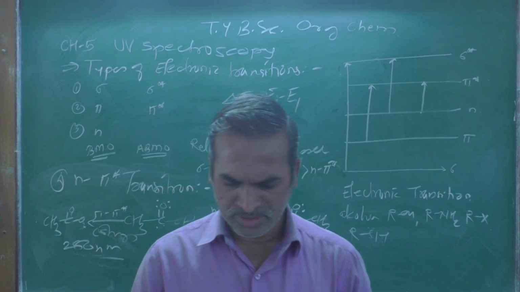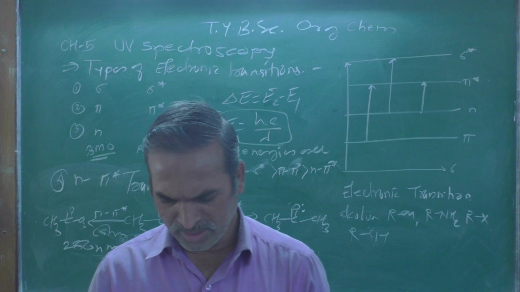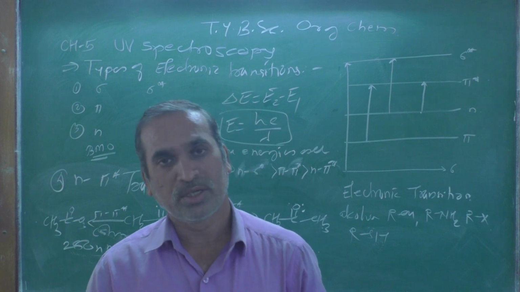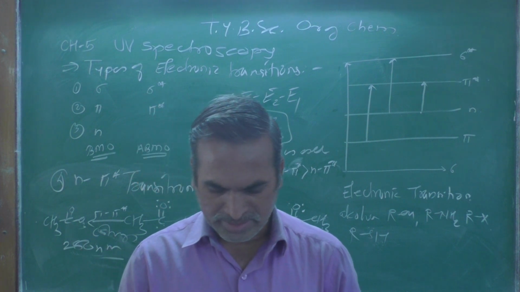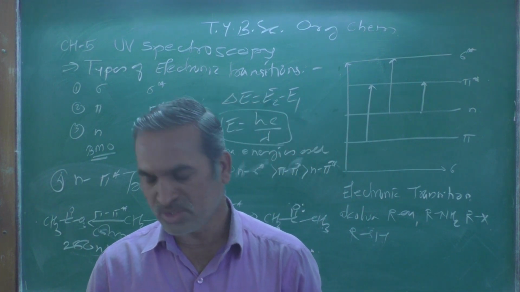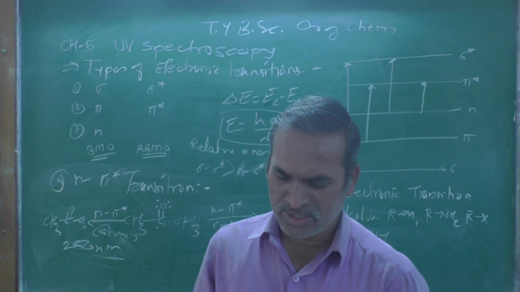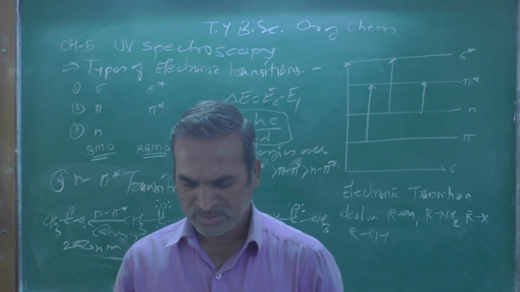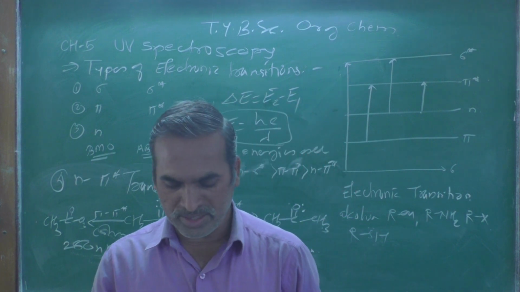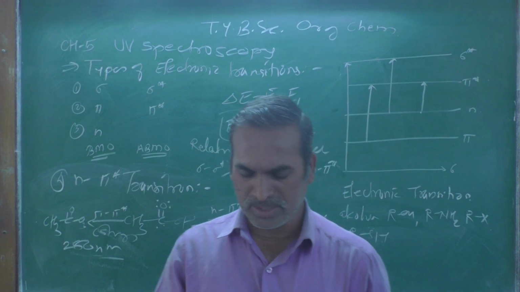The peak of acetone at longer wavelength, that is 280 nanometer, has epsilon of only 15. This peak is due to n to pi star excitation. This shows that the probability of this excitation is low. The peak at shorter wavelength, that is 190 nanometer, has epsilon of 100. This peak is due to pi to pi star transition excitation and has high probability.